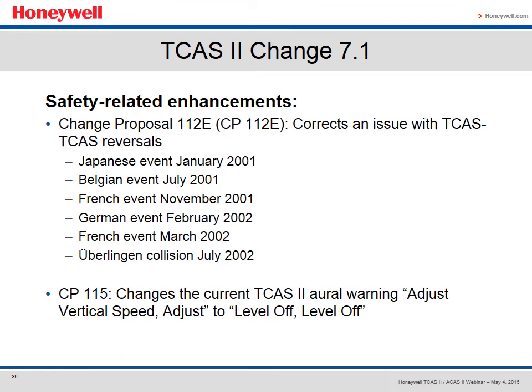Change Proposal 112E listed a series of TCAS-related issues that were ultimately responsible for the mandate, but the last one on the list here was really the catalyst as it resulted in a collision when one of the aircraft did not respond correctly to the RA. And then Change Proposal 115 is a proposal that changes "adjust vertical speed, adjust" to "level off, level off."